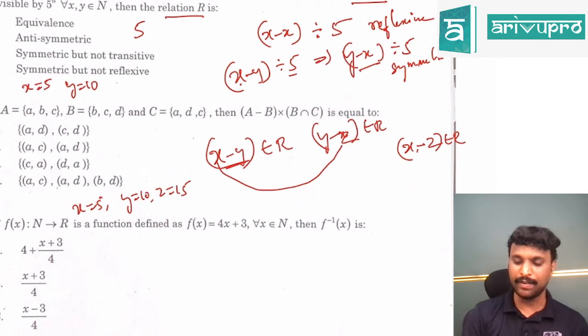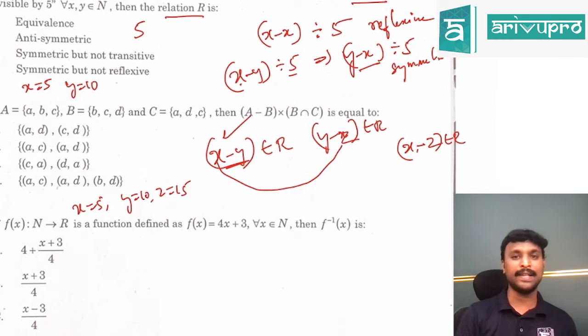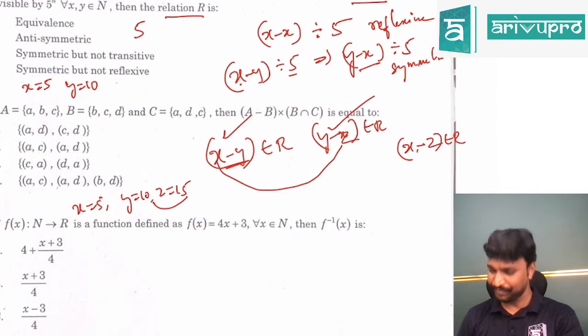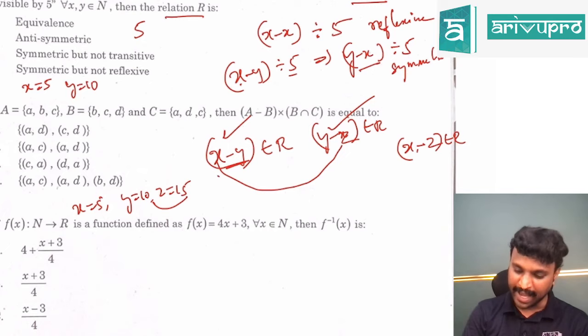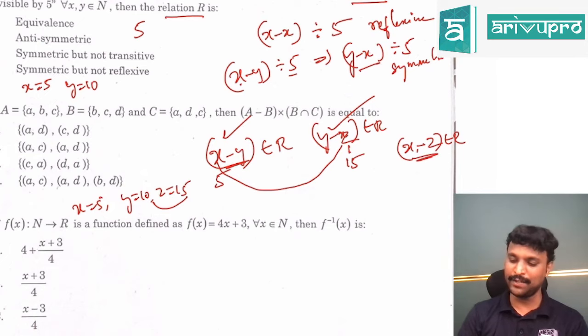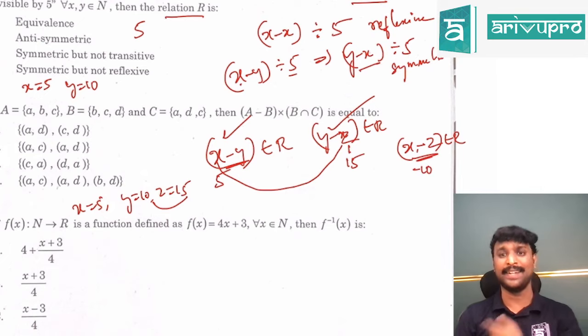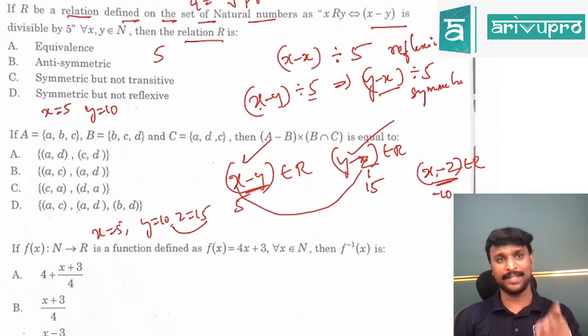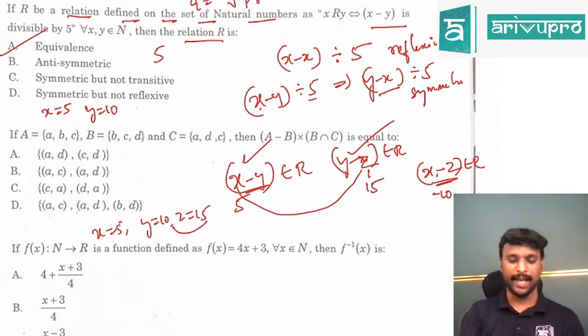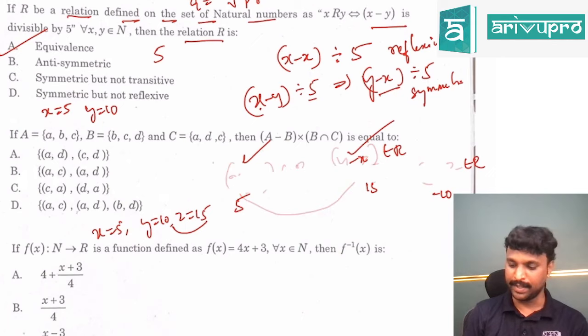Now x minus y is 5 minus 10 is minus 5, definitely divisible by 5. Then y minus z, 10 minus 15 is minus 5, definitely divisible by 5. That means it belongs to R. Now x we have taken as 5, z we have taken as 15. Now x minus z means 5 minus 15 is minus 10. Again, it is divisible by 5, so it is transitive also. If it is reflexive, transitive and symmetric, it is said to be what? Equivalence relation. Hope this is clear.